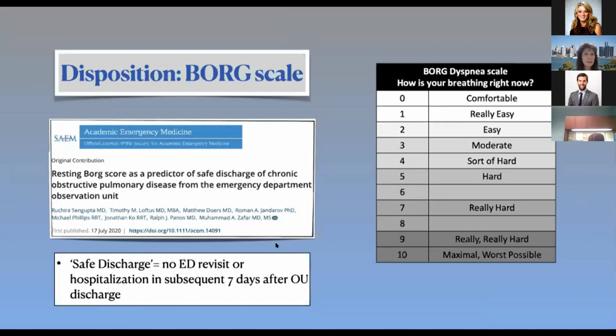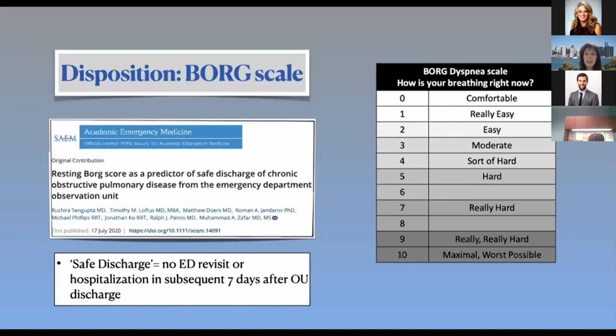These same folks, they were hot this year. Out of the University of Cincinnati, just this year, they did a 2-part study. First, they retrospectively evaluated clinical predictors of safe discharge from their ED observation unit, and they defined safe discharge as mentioned here. And they really found that none of the clinical variables were predictive. For the second part, they prospectively examined whether the resting Borg scale, which is a widely used dyspnea scale, could safely predict safe discharge.